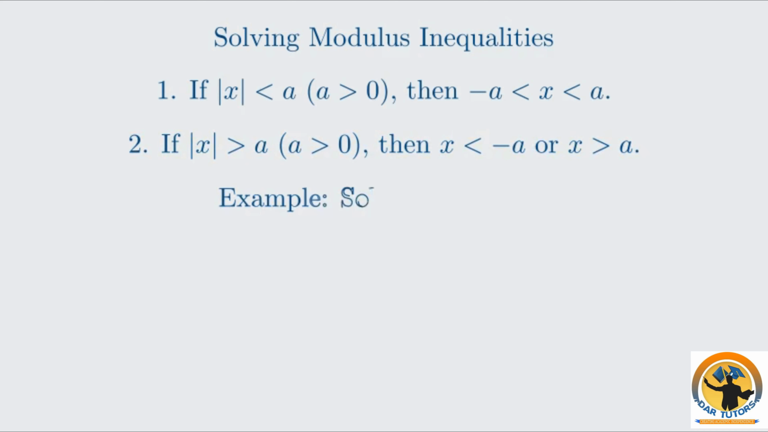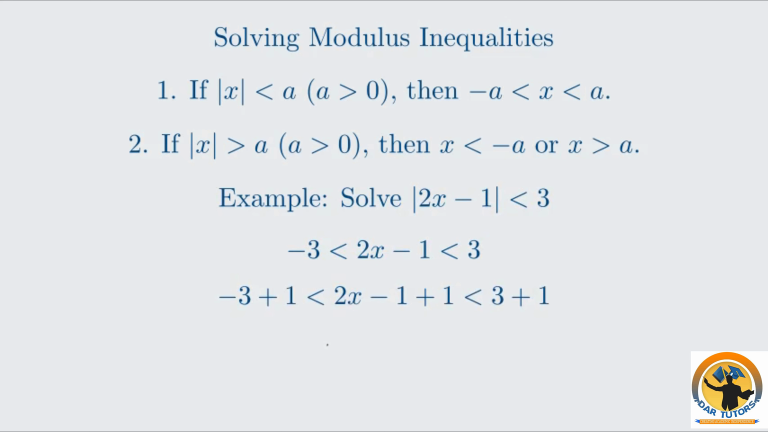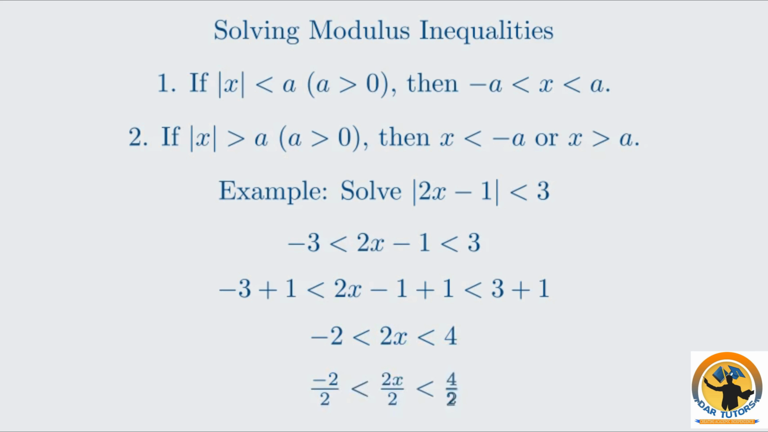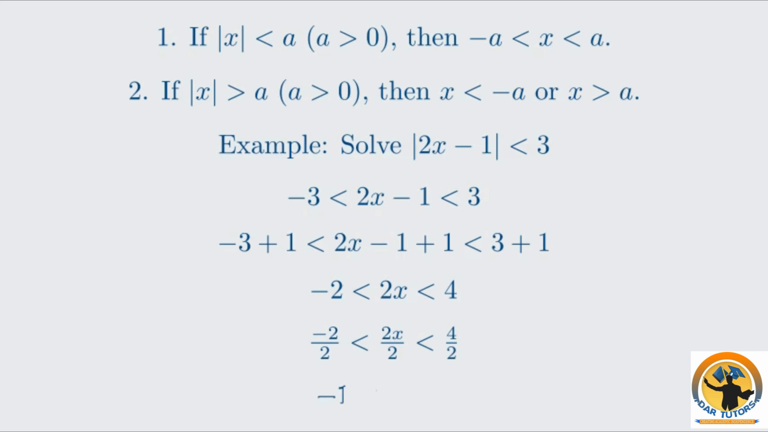Solve the modulus of 2x minus 1 is less than 3. Using our first rule, the expression inside the modulus, 2x minus 1, must be between negative 3 and positive 3. To solve this compound inequality, we perform the same operation on all three parts. First, add 1 to all parts. This gives negative 2 is less than 2x is less than 4. Next, divide all parts by 2. This gives negative 1 is less than x is less than 2. So the solution is x is between negative 1 and 2.